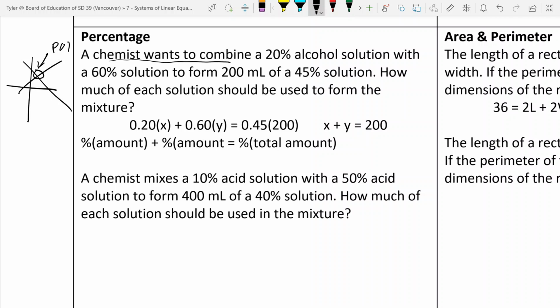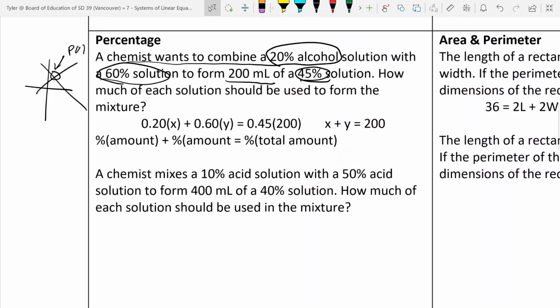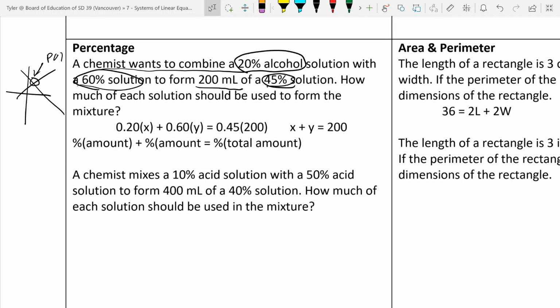A chemist wants to combine 20% alcohol with 60% alcohol to form 200 milliliters of 45% solution. Whoa, that's a lot of words going on. So we're going to set up this equation. We know that he's mixing two things together. So he's got the first thing and he's got the second thing. I don't know how much each is. So it says how much of each solution. So that's going to be my variables. So I've got X amount of solution and then Y amount of a different solution.